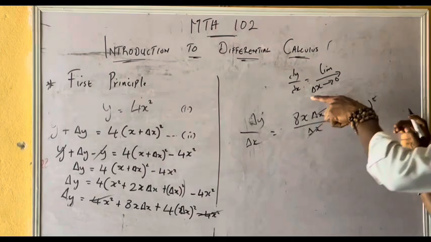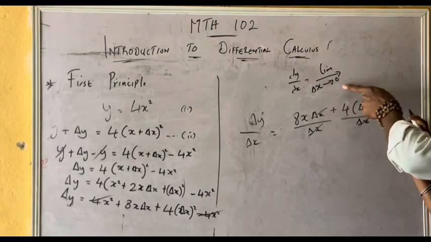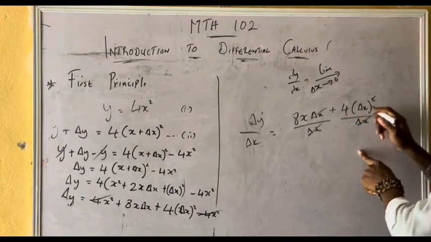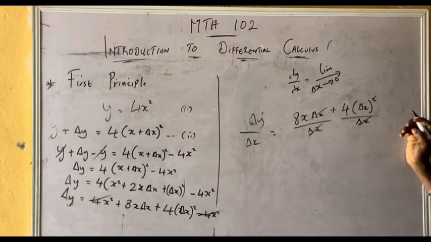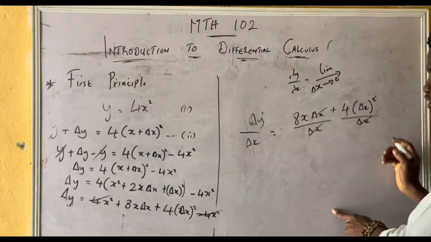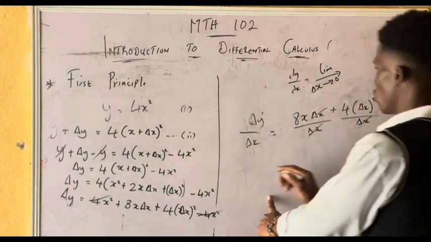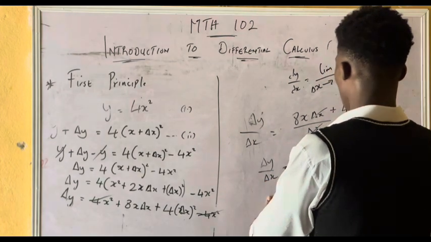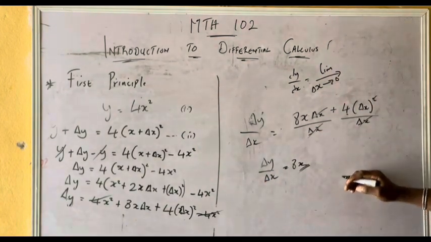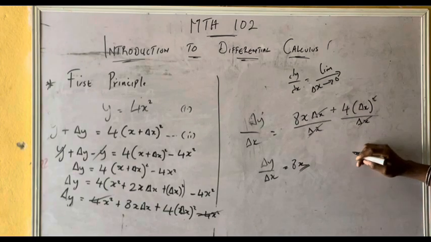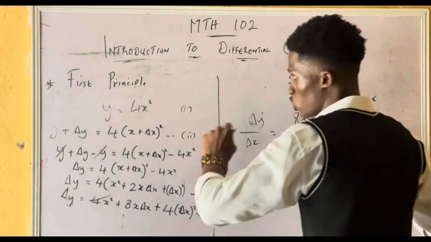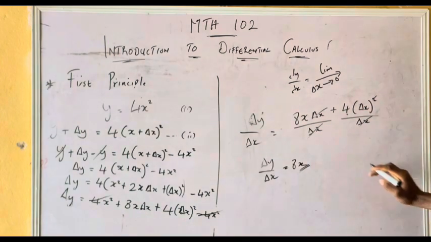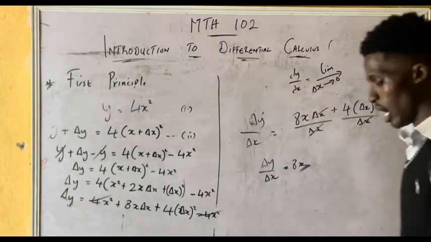And don't forget that whenever change in x tends towards 0, wherever you see change in x, you put in 0. So if I put 0 here, 4 times 0 will give me 0. So everything here is out of the picture. The only thing left is 8x. So dy over dx is equal to 8x as your answer. And that was exactly what we got using our power rule, which was very short. 2 times 4 will give us 8x. Very simple.